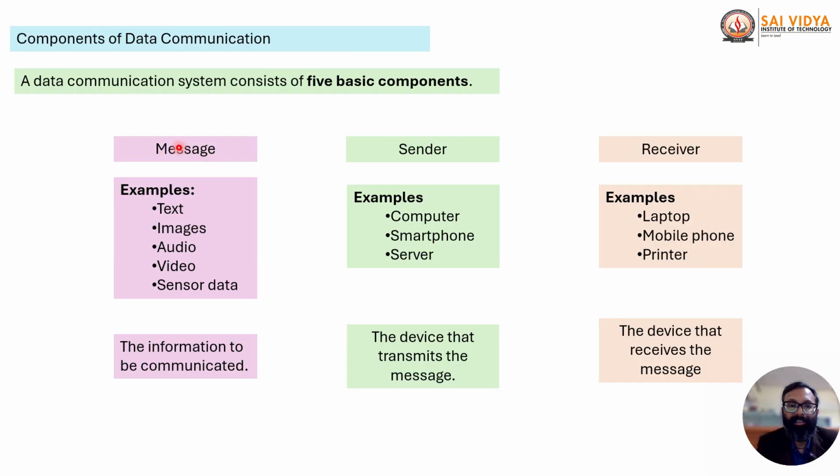So here the message may be text, image, audio, video, or any sensor data. This is to be transmitted from the sender side by using a computer, smartphone, or server. So this device transmits these types of messages. So to whom is the sender transmitting? To the receiver. The receiver may be any laptop or mobile or any printer which receives this message.